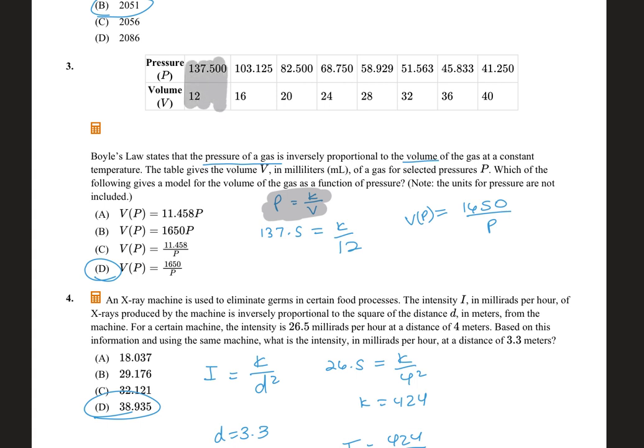So this was your pressure, and this was your volume. It says the pressure is inversely proportional to the volume. So P, the pressure, equals K over the volume. I put 137.5 in as the pressure. You don't know K. And I put 12 in as the volume. And then I solved for K, which ended up being 1650. That's when all those words are really important, and the order that they deliver them, because then you know how to set it up.